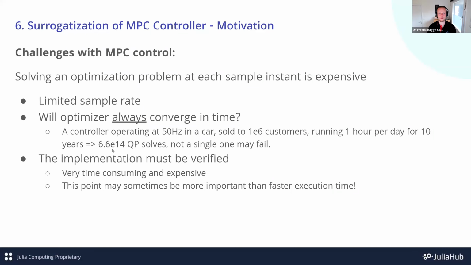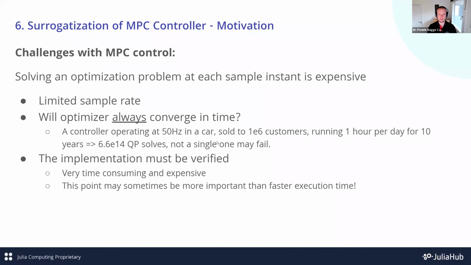That amounts to an absolute ton of solves. So in this case, if it's a linear MPC, it would be QP solves. And not a single one of those may fail or take too long. And that's quite a lot to ask of an optimization algorithm.